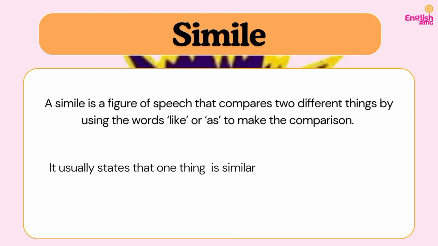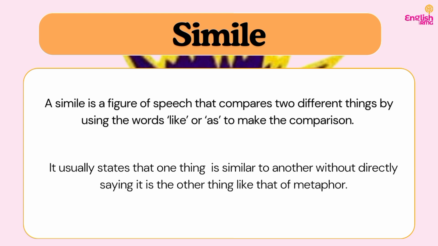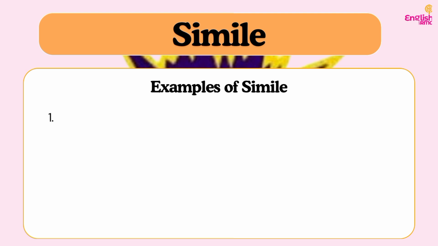So, simile usually states that one thing is similar to another without directly saying it is the other thing, like that of metaphor. If you have watched my video on metaphor, then you would understand what I'm saying. Simile, unlike metaphor, usually uses as or like to show its comparison. So the key word in simile is what? As or like. So it's either it says that A is like B or A is as B. So it is not a direct comparison like metaphor.